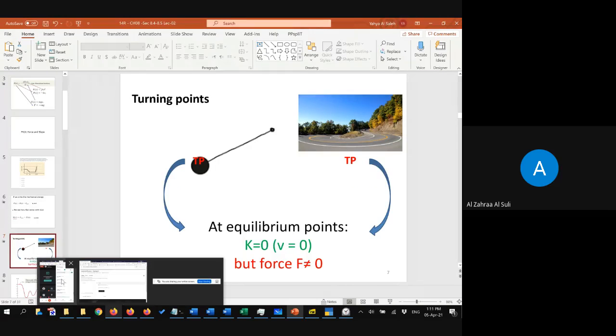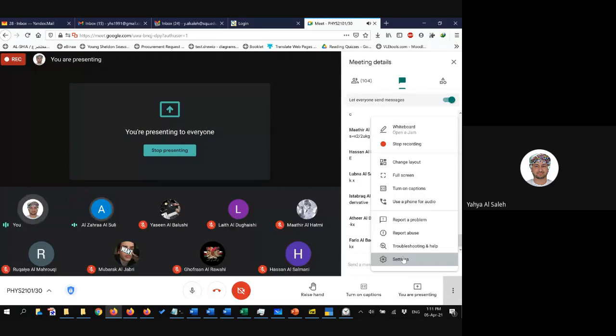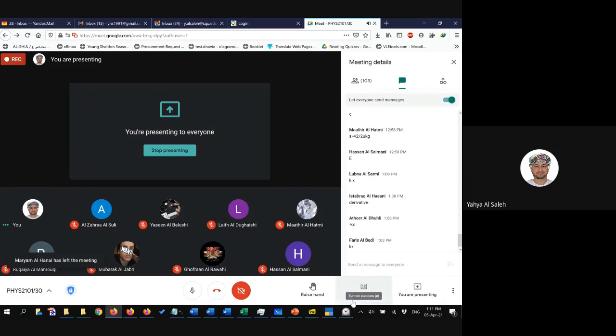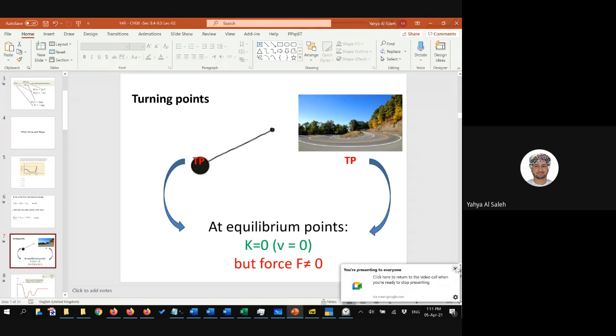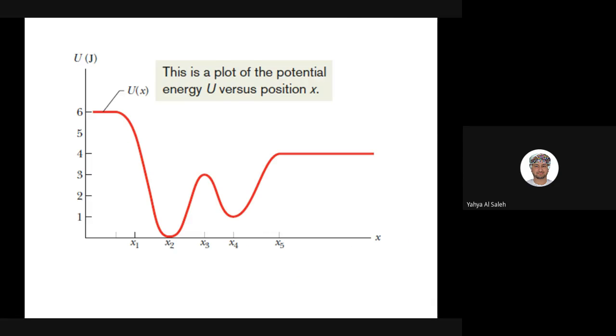I was just answering you that when it comes to a turning point, K equals 0. That is correct. That is absolutely correct. At these points, like we saw in that simulation last week, my kinetic energy is equal to 0. My velocity there is equal to 0, but my force is not equal to 0, right? This is why it starts coming back down again, because there's a force bringing it back down.